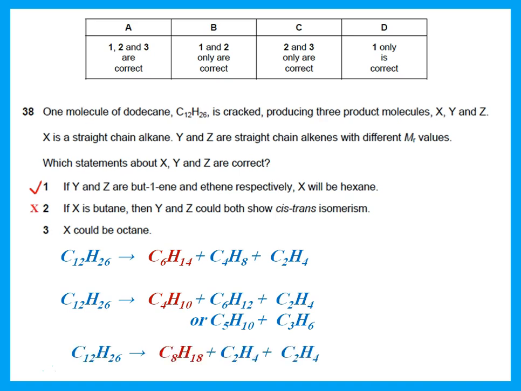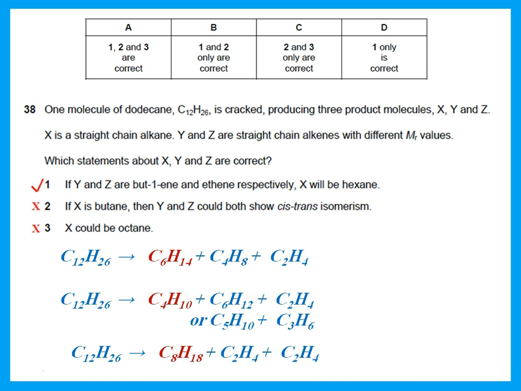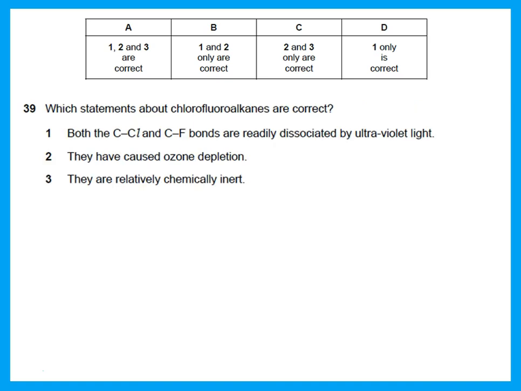Now, X could be octane. If X is octane, that will mean that the other two have to be C2H4 and he wants them different. So they cannot both be C2H4. So that one also is wrong, and that means only one is correct, and my answer is D.